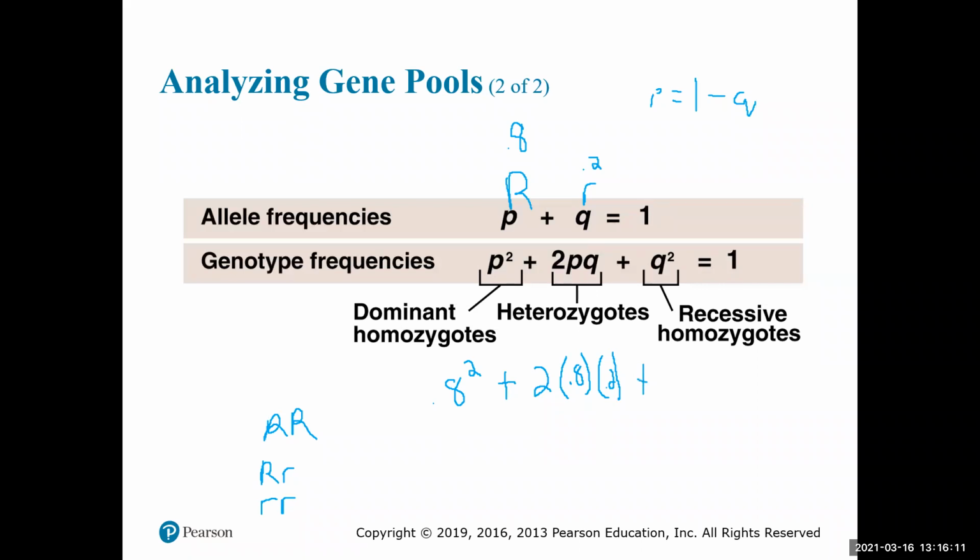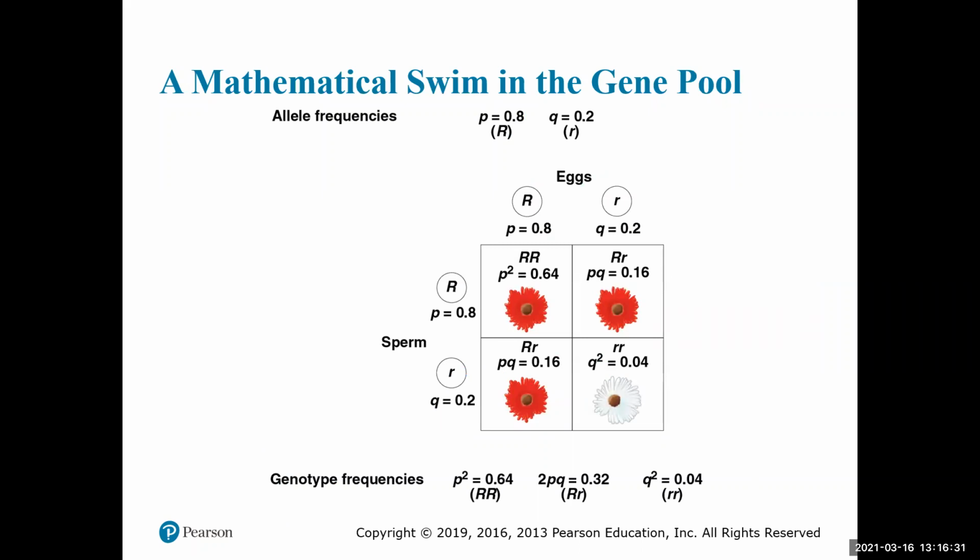And then the frequency of the recessive homozygous genotype, which is homozygous lowercase r, is just q squared. q is 0.2, so you just square it. Okay. And so if we look at all this in kind of table form, remember we talked about Punnett squares.